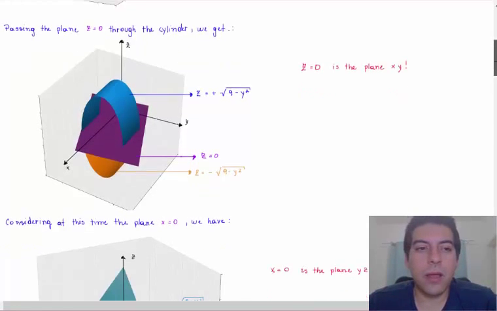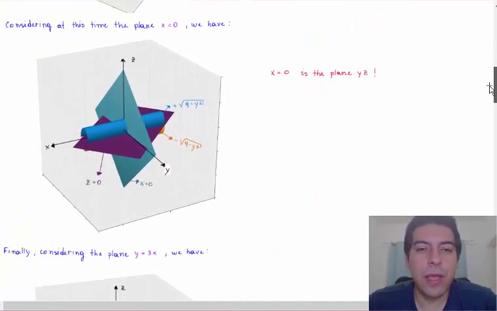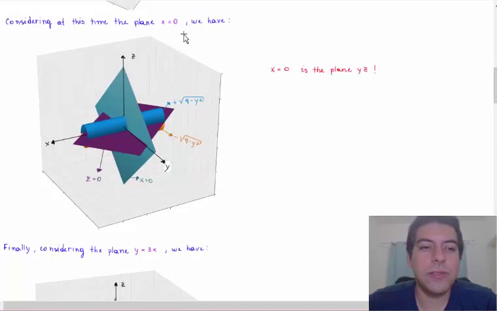The next plane that we have to consider is x equals 0. This one is the same as the plane zy. We represent this plane using the light blue color right here, and it passes through the cylinder just as shown in this figure.